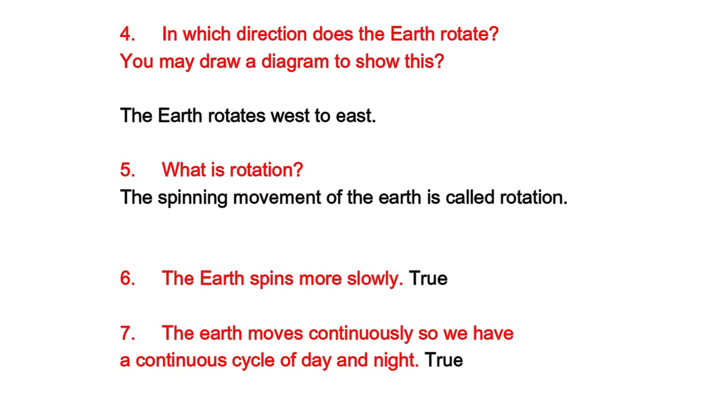4. In which direction does the Earth rotate? You may draw a diagram to show this. The Earth rotates west to east. 5. What is rotation? The spinning movement of the Earth is called rotation. 6. The Earth spins more slowly. True. 7. The Earth moves continuously, so we have a continuous cycle of day and night. True.